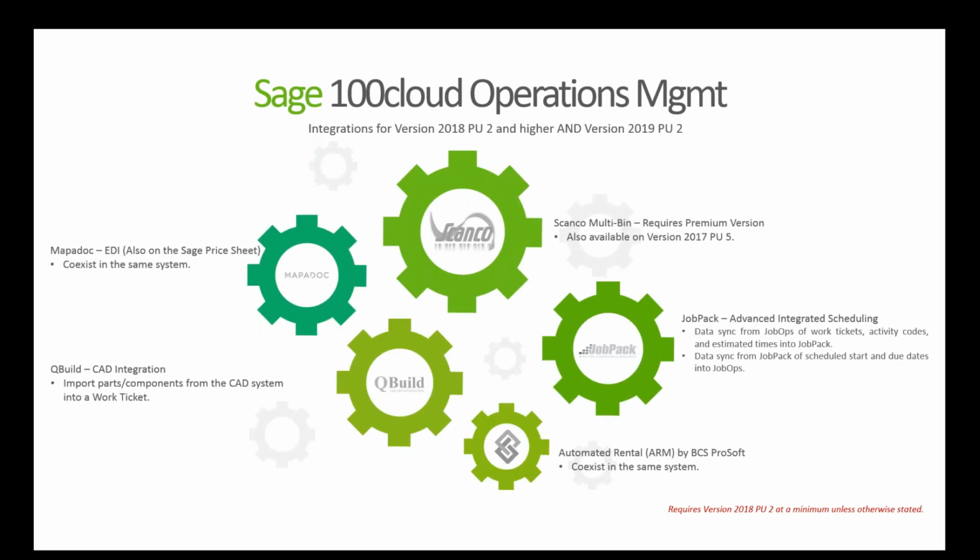Again, these are our integration points that we have with other products. We do work with and integrate with Mapadoc. We obviously have our multi-bin. The job pack is the advanced scheduling tool. Automated rental, we coexist with that. And then the QBuild CAD integration. So those are pieces that, if you have those products, they're built to automatically integrate with Sage 100 operations management.